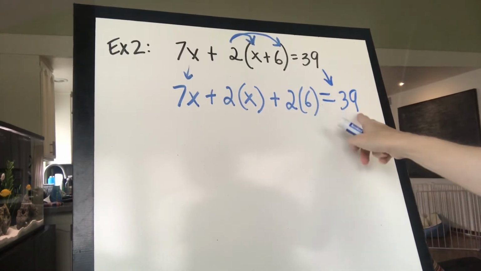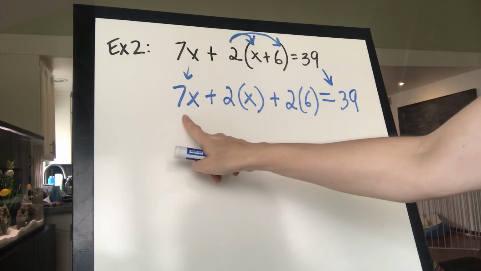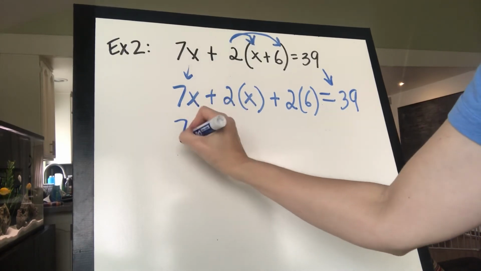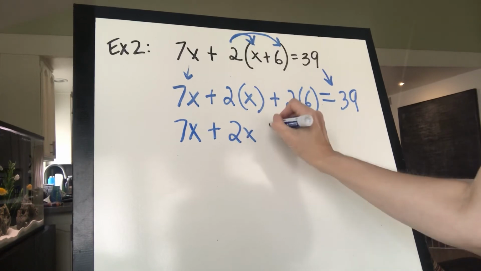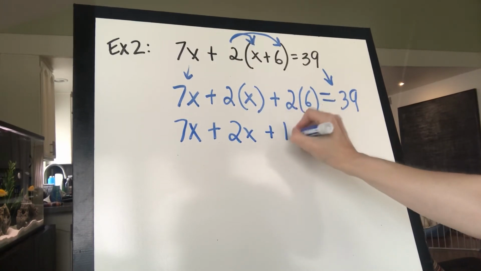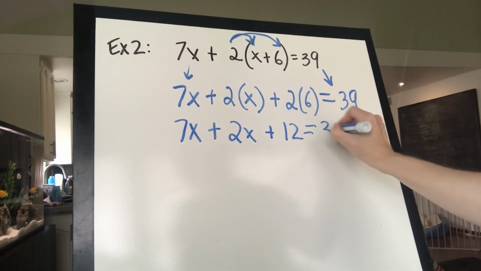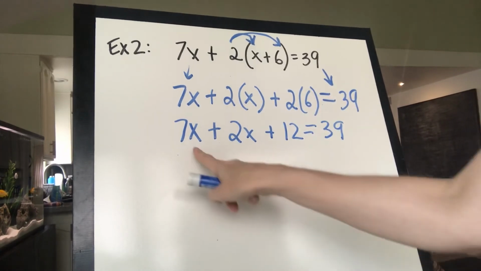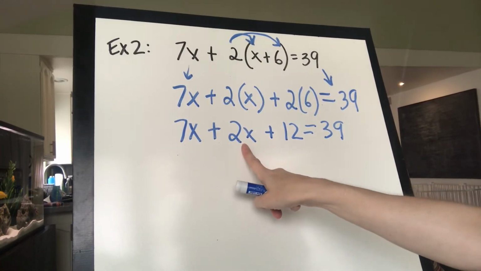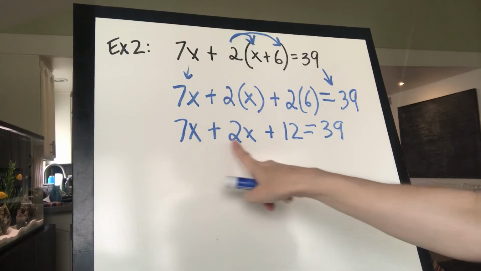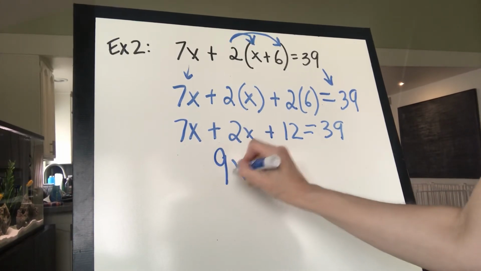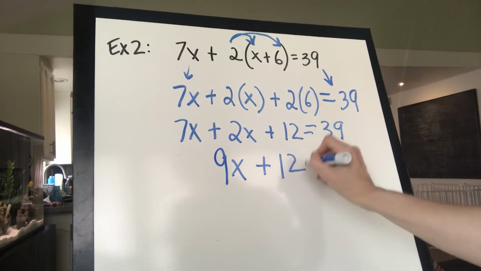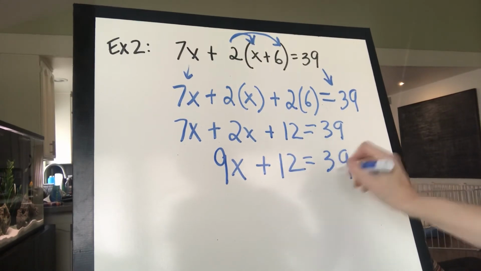Okay, so equals 39. So now we have 7x, bring it down, plus 2 times x is just 2x, plus 2 times 6 is 12, equals 39. Now I see that I have two terms that are like terms, and I can combine these. So 7x plus 2x is 9x, plus 12 equals 39.